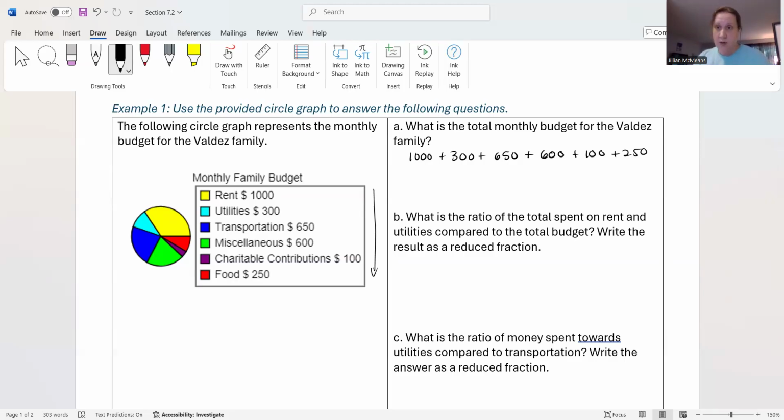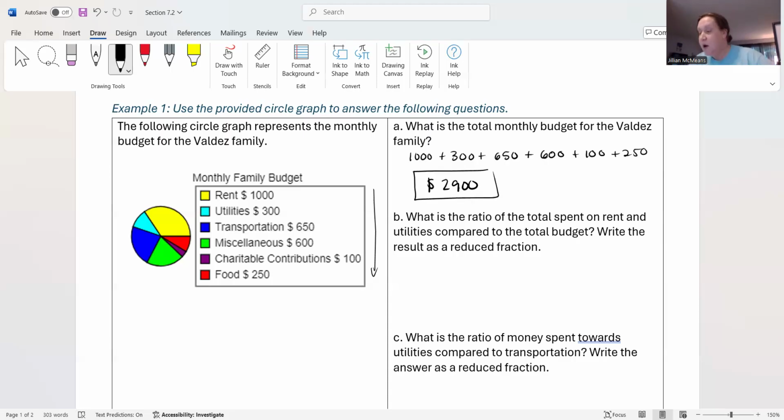I'm just going to use my handheld calculator instead of switching calculator screens, because I'll forget every one of these numbers by the time I switch screens. If you haven't gotten your calculator out, pause the video, get it out, and then let's go. So we have 1,000 plus 300 plus 650 plus 600 plus 100 plus 250. It looks like the monthly budget for the Valdez family was 2,900. So that's the total monthly budget they're working with.